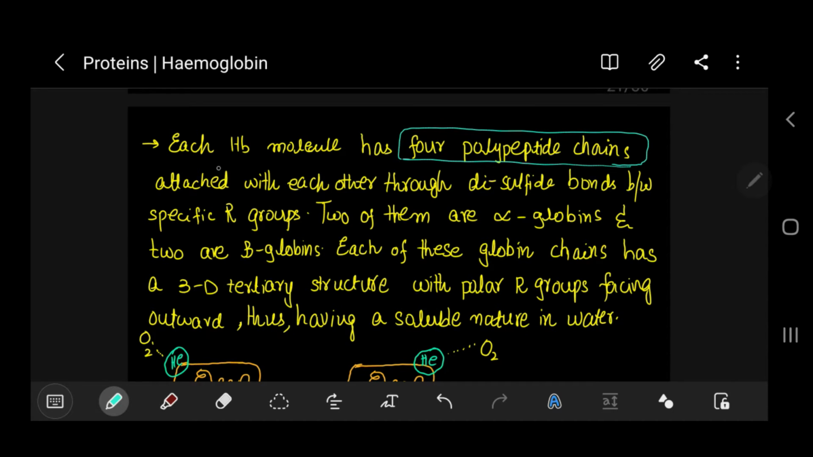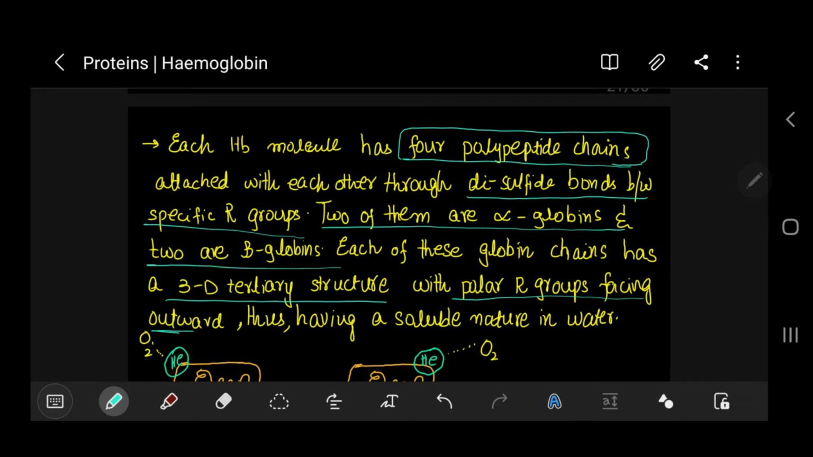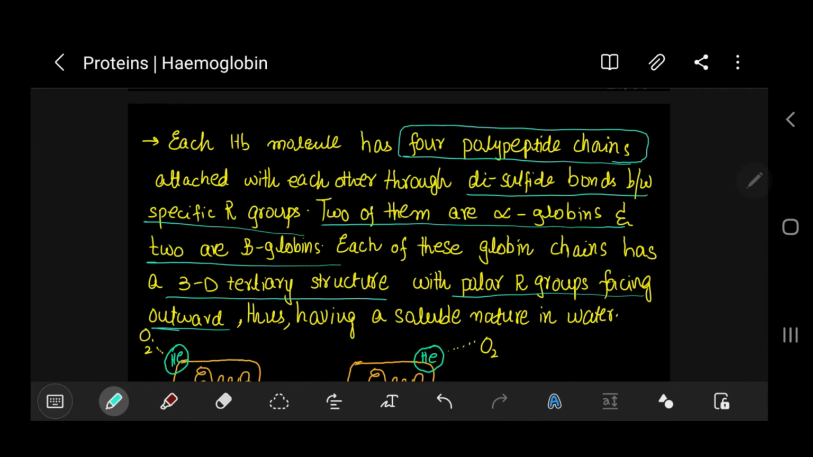Now, each hemoglobin has 4 polypeptide chains attached to each other through disulfide bonds between specific R groups. We know what those specific R groups are: tiny amino acids, which we studied. 2 of the polypeptide chains are alpha globins and the other 2 are beta globins. Each of these globin chains has a 3D tertiary structure with polar R groups facing outward, and thus having a soluble nature in water.